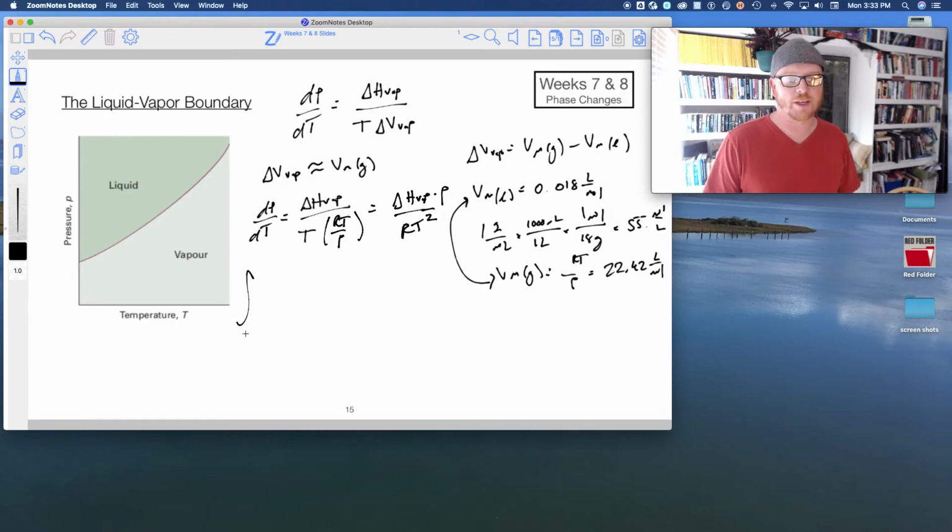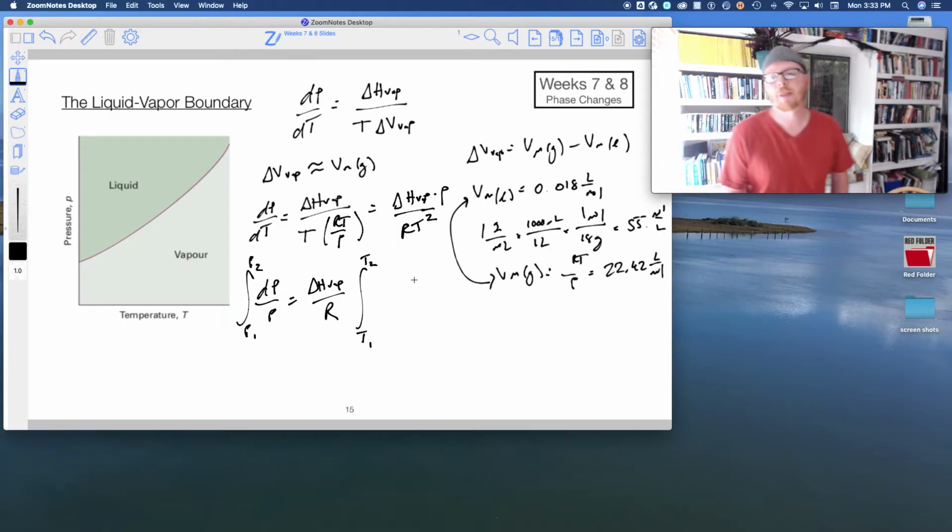So setting that up to integrate between P1 and P2 of dP, so I divide over the P, okay? And now that equals delta H of vaporization divided by R. And we'll assume that delta H doesn't depend on temperature. It does, and of course, under certain conditions, this will lead to small error, and other conditions, this will lead to large error. And so now this is dT over T squared.